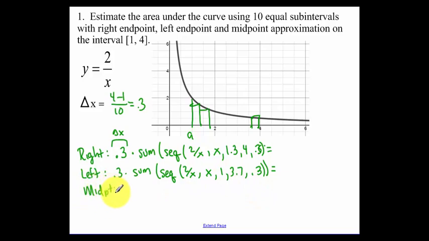Now for the midpoint, your delta x is still 0.3. We do the sum of a sequence of your function x. Now we go to the midpoint of your interval. So yes, it's not to scale on my graph here, but if this is my whole delta x, I go to the midpoint to get my rectangle. So A plus half of delta x.